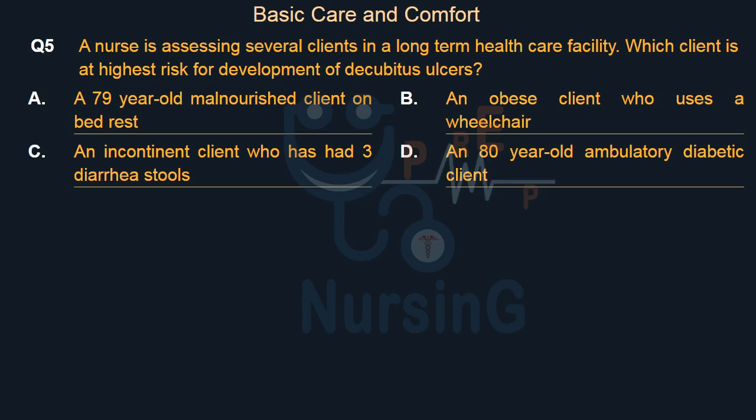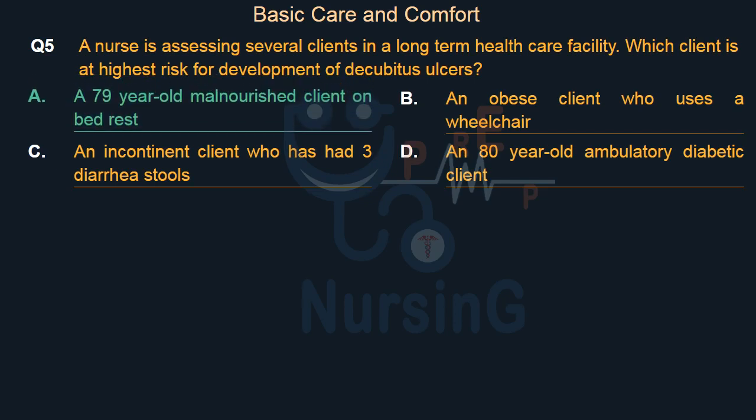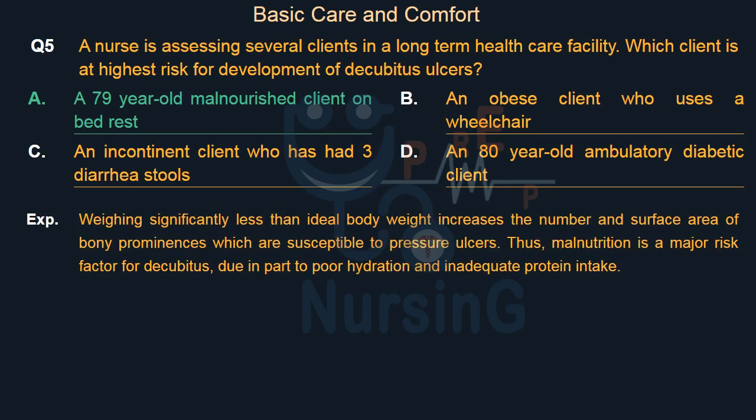Right answer is Option A. A 79-year-old malnourished client on bed rest. Weighing significantly less than ideal body weight increases the number and surface area of bony prominences which are susceptible to pressure ulcers. Malnutrition is a major risk factor for decubitus, due in part to poor hydration and inadequate protein intake.